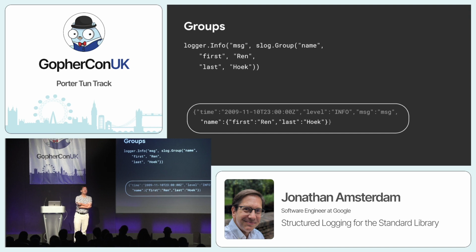Now, sometimes you want to take multiple attributes and treat them as a group. And that's particularly nice with JSON because JSON is hierarchical. You can have a sub-object. So the slog.Group function lets you do that. You give it a name, and then you can give multiple key-value pairs. And in the JSON output, they appear as a nested object.